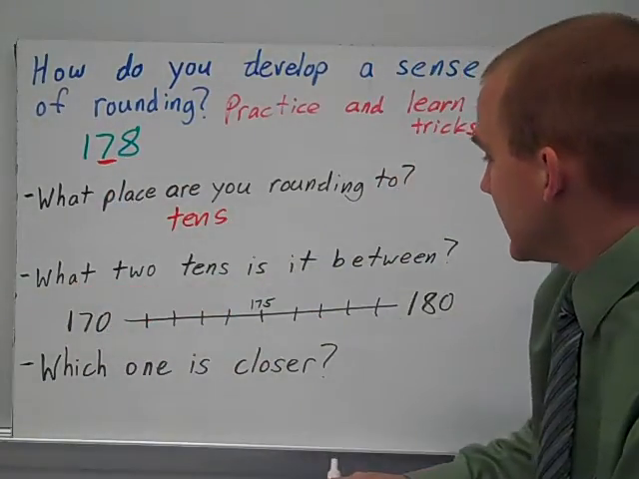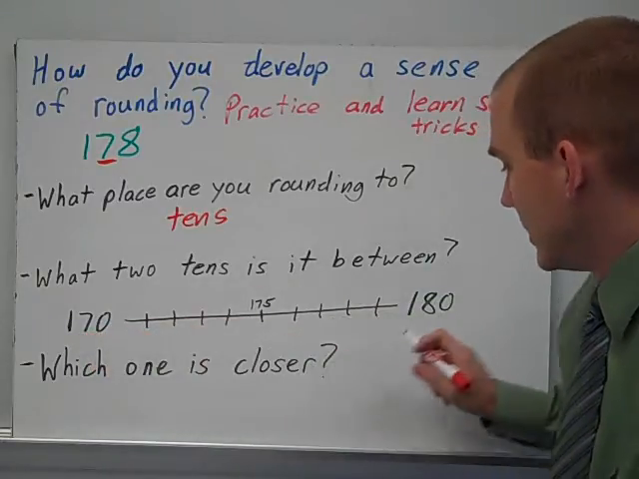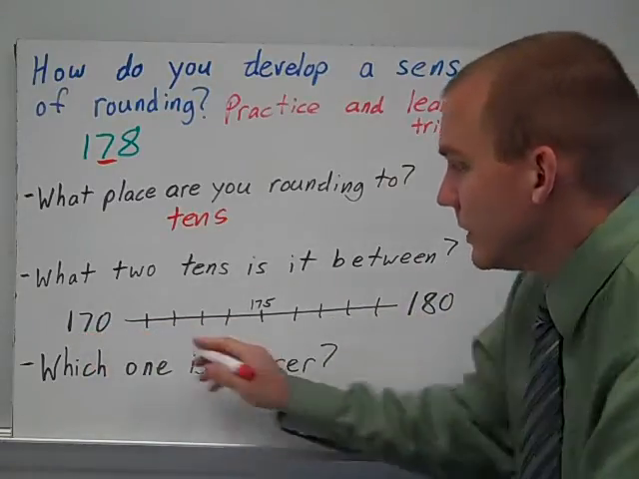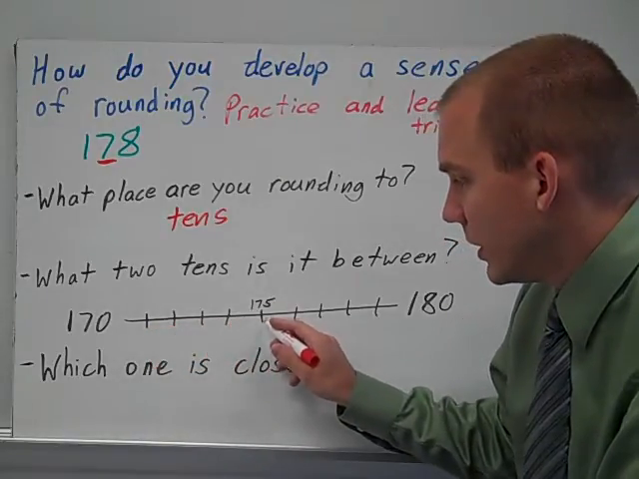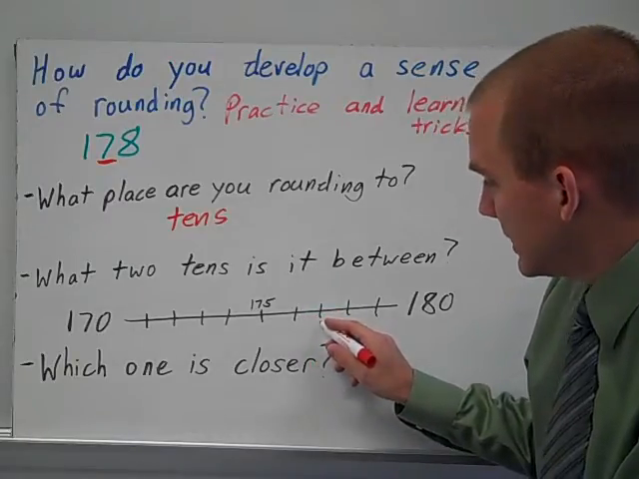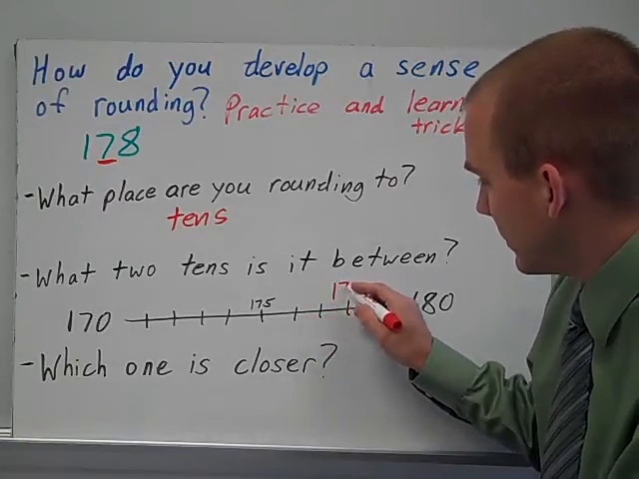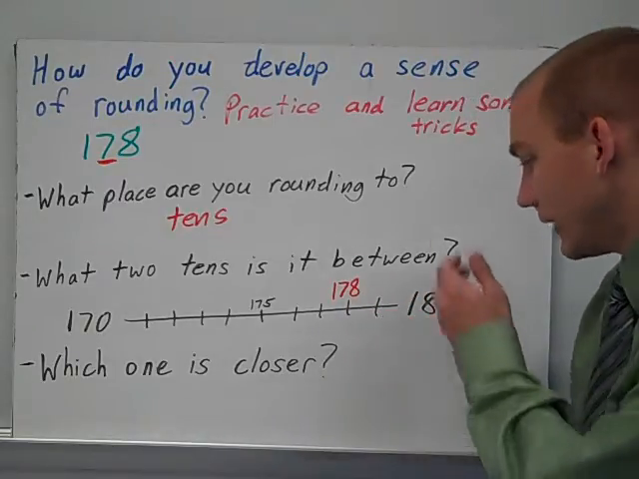What two tens is it between? So I've drawn a number line here. You can see it's between 170 and 180. And in between there you'd have 171, 172, 173, 174, 175, 176, 177, 178. So right here is the number we're looking at. 178, 179, and then finally 180.